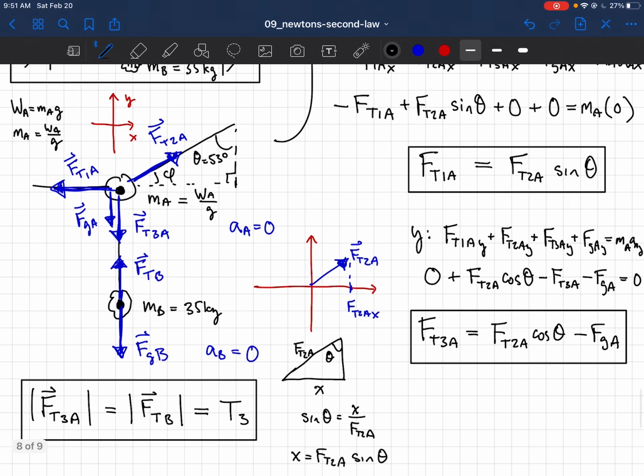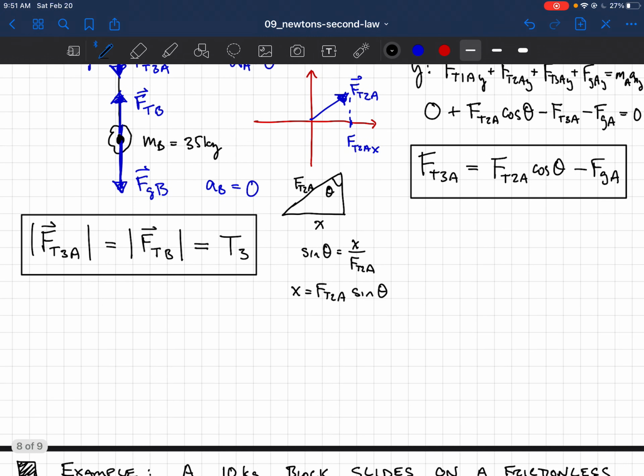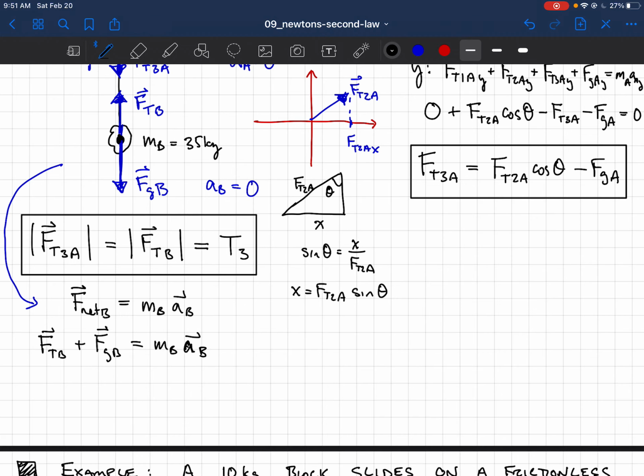But we can continue because we have another object. So let's do the second object. So this object here leads us to another version of Newton's second law. So I'll just write it out. F net B is equal to m_B a_B vector equation. I apply it to the free body diagram I have, which is F_TB vector plus F_gB vector is equal to m_B a_B.